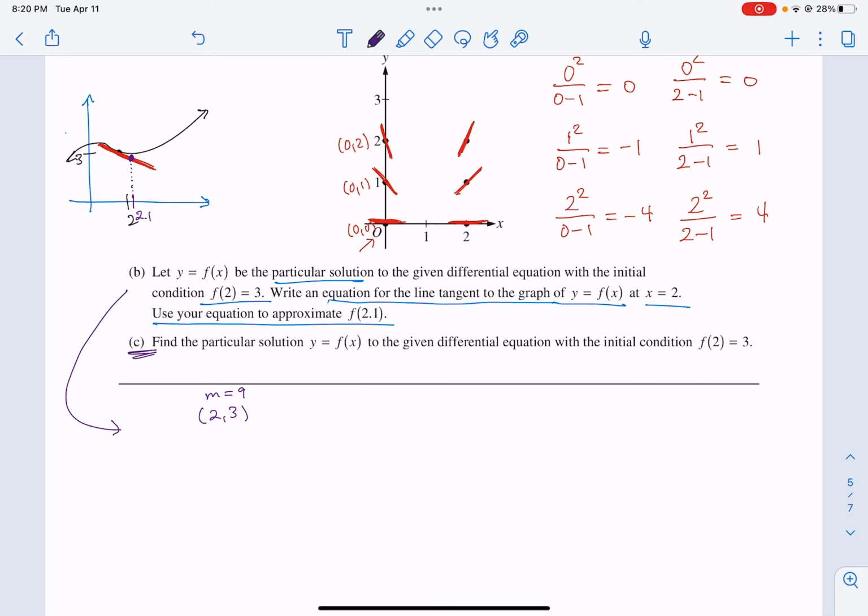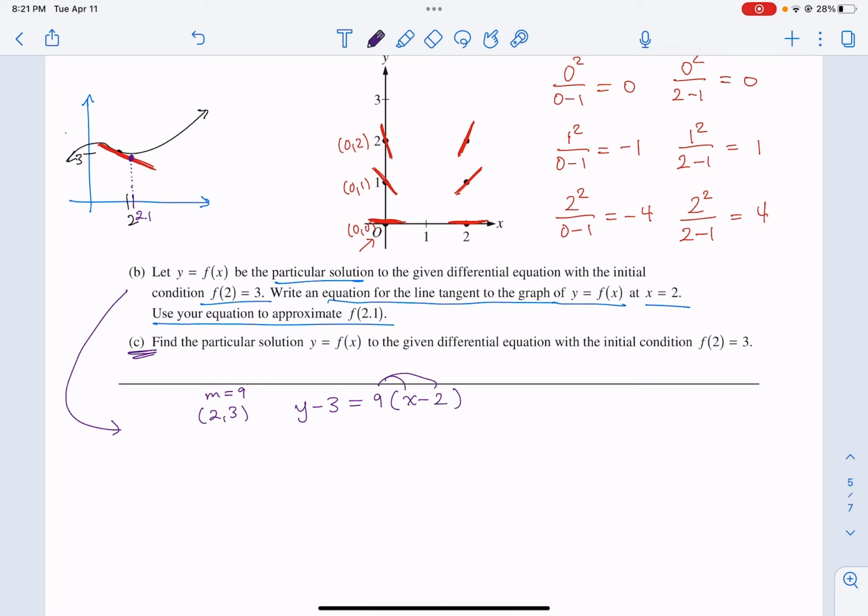Well, if you're writing the equation of a line, and you've got a point and a slope, you best believe we're going to use point-slope form. y minus 3 equals 9 times (x minus 2). Point-slope form is so easy. Just use it. Slope-intercept form, not as good.